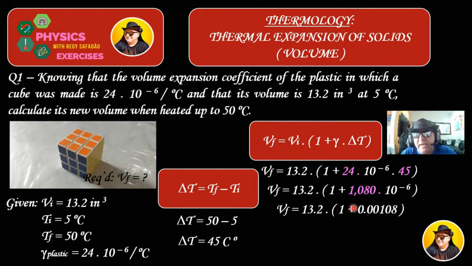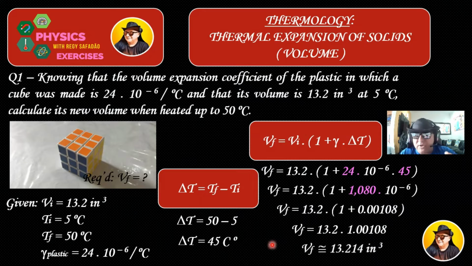Now we are going to add these two values. Number 1 is going to be added with this decimal value, all right? So how am I going to do this? This number 1 is going to be written right here, okay? So let's see. Now I have that. 1 plus 0.00108 is 1.00108. Now let's just multiply and finish our question. So the final volume is about 13.214 cubic inches.